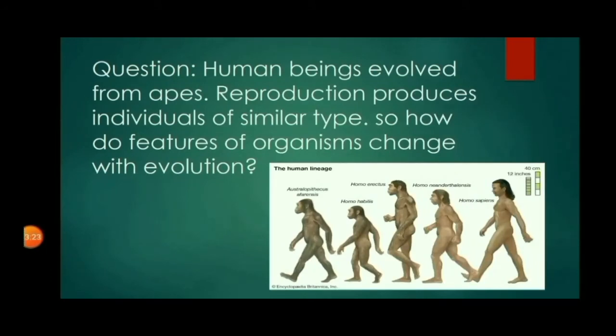Now, another question. Human beings evolved from apes. Reproduction produces individuals of similar type. So, how do features of organisms change with evolution? Evolution is a very long process. It takes place over millions of years.